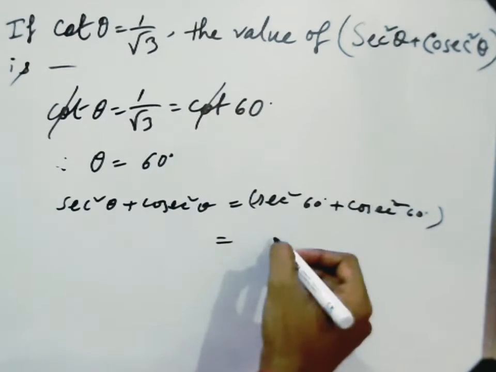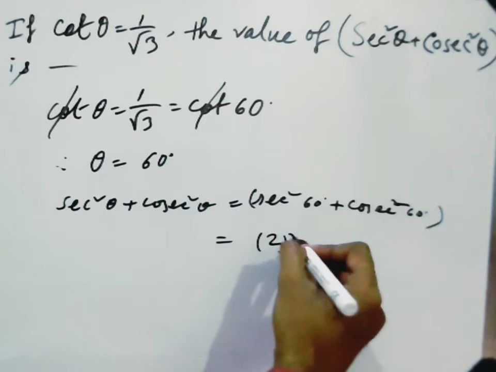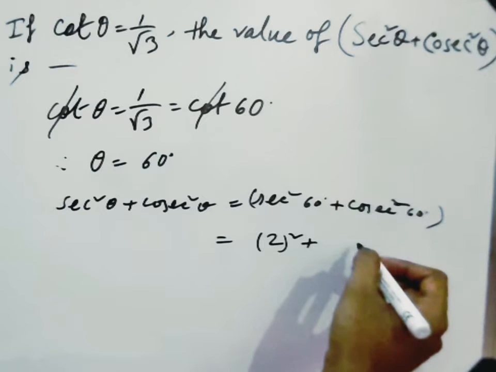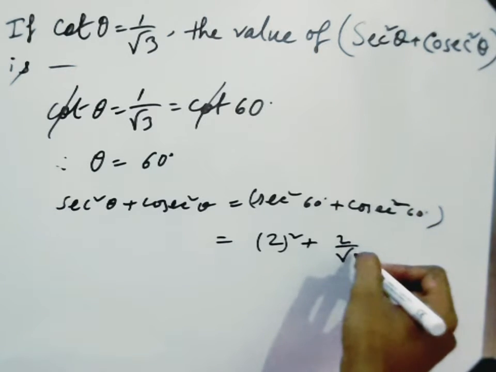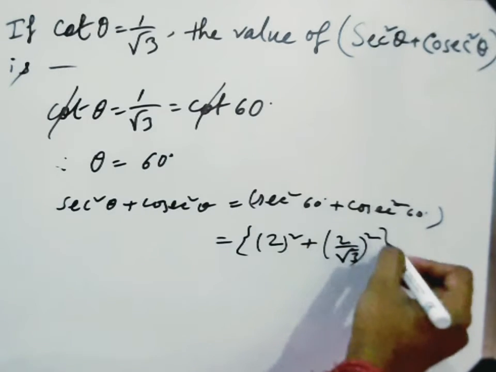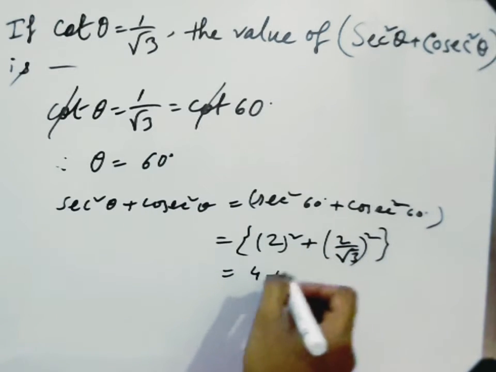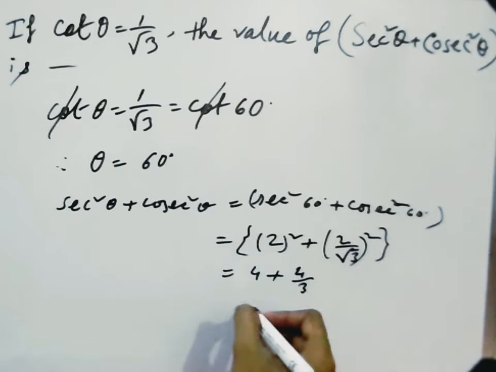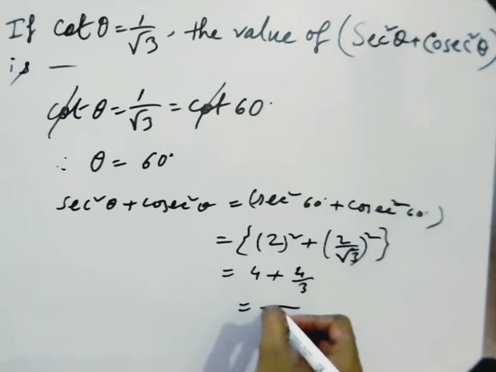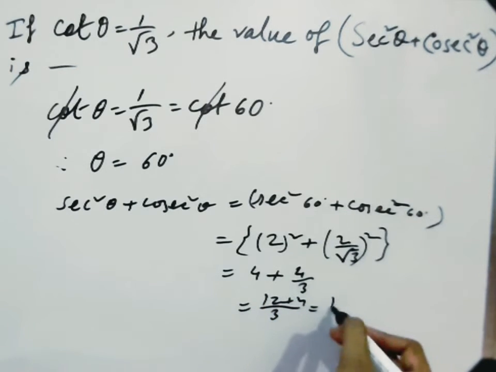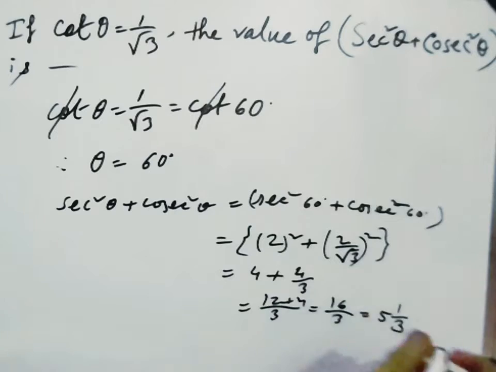Equal to the value of sec square theta equal to 2 square plus the value of cosec square theta equal to 2 by root 3 whole square. 2 square equal to 4 and 2 by root 3 whole square equal to 4 by 3. The LCM will be 3 and 12 plus 4 equal to 16 by 3, 5 and 1 by 3. So that is the answer.